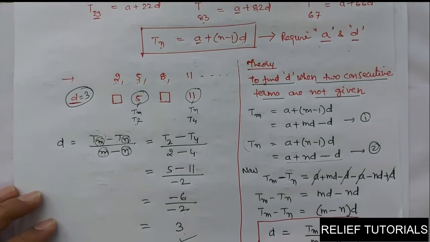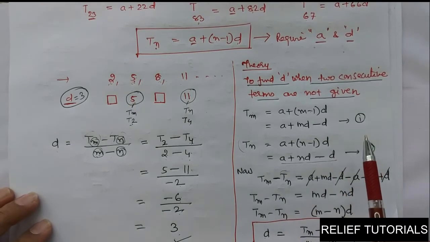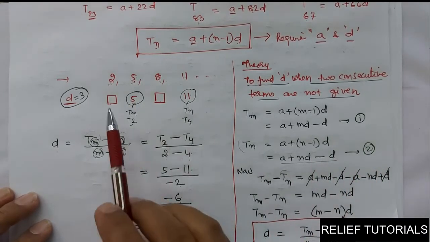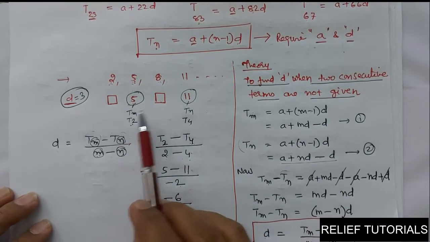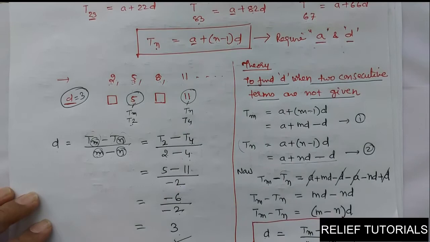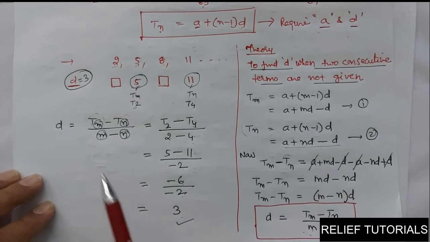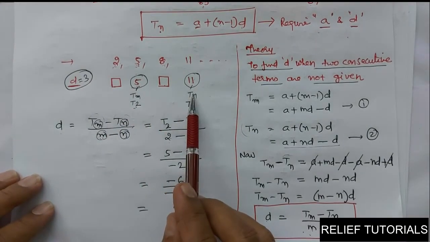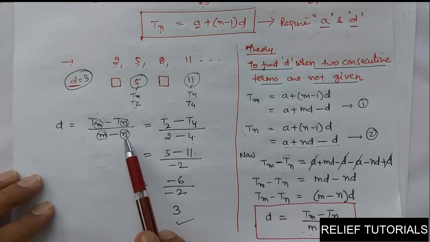So in the previous lecture we have learned how to find the difference when two consecutive terms are not given. See here, this is T2 and this is T4. They are not consecutive, and if you want to find the difference we use the formula D is equals to Tm minus Tn upon M minus N. So here these two terms are given, Tm and Tn. So you will write D is equals to Tm minus Tn upon M minus N.